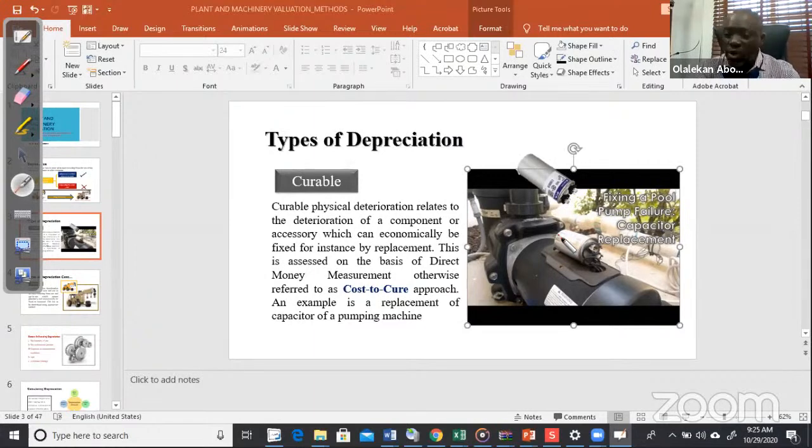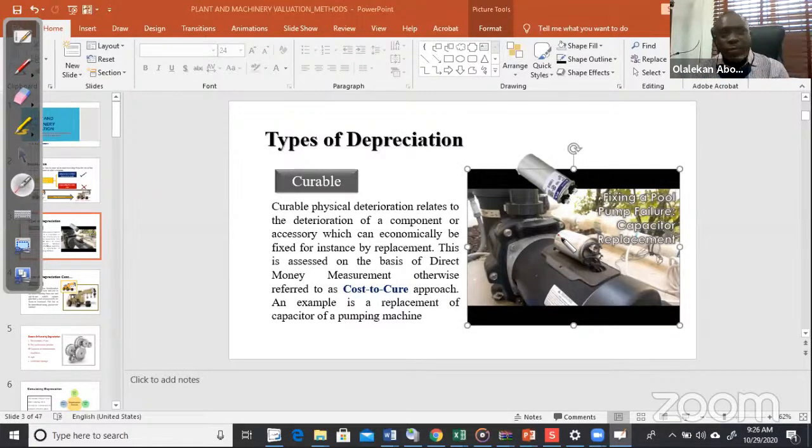Again, I said you place value on that based on the cost to cure approach. So if you have questions, there are cases in the past, not in recent times anyway, where they will feature both curable and incurable depreciation in one question.